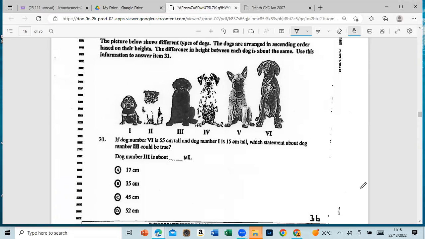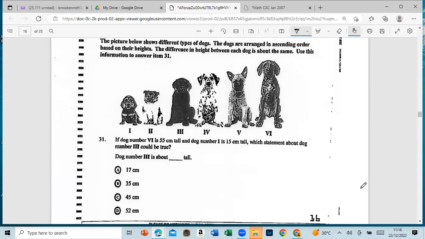This is where I want you guys to write down the information that you are given. If dog 6 is 55 centimeters tall and dog 2 is 50 centimeters tall, which statement about dog 3 would be true? Dog 3 is about: 17, 35, 45, or 52? Work out that one for me, guys. You can draw a little dog if you want.